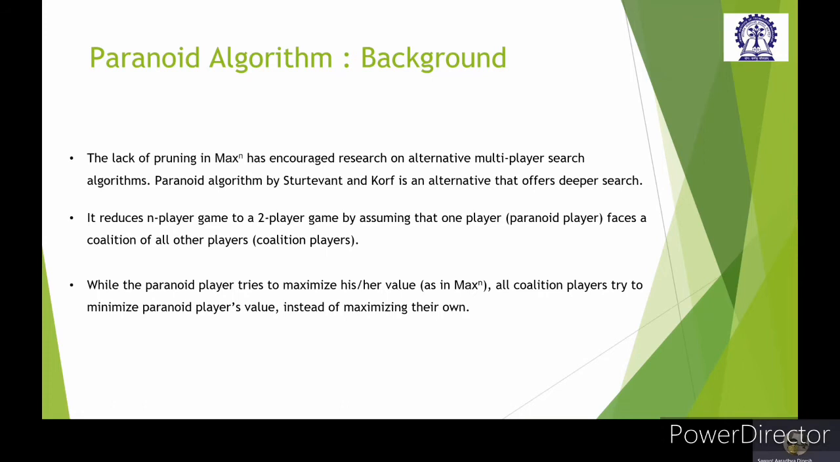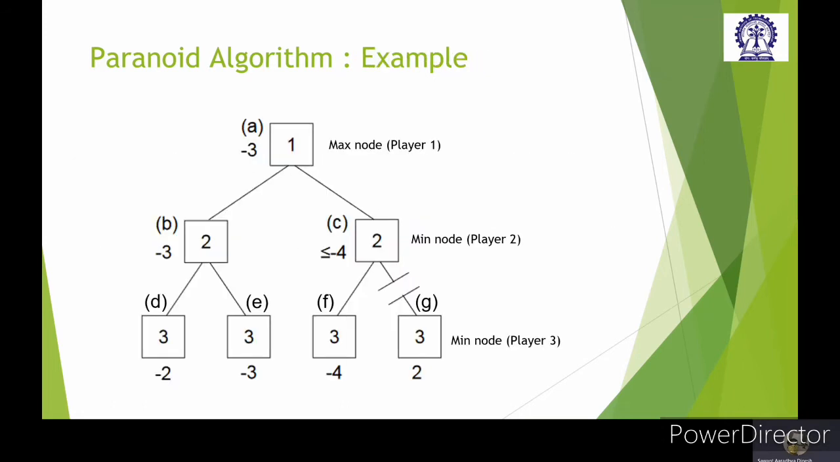Let us have a look at the game tree or min-max tree of a hypothetical game where three players play a single round. Player 1 is the root player, and players 2 and 3 are the coalition players. As discussed, the root player will try to maximize the value, and coalition players will try to minimize the value. Player 1 has two possible actions, player 2 has two possible actions, and player 3 has only one possible action.